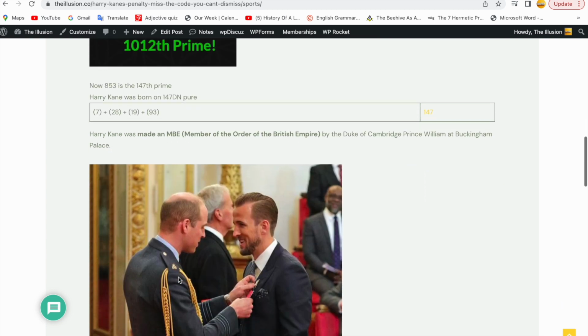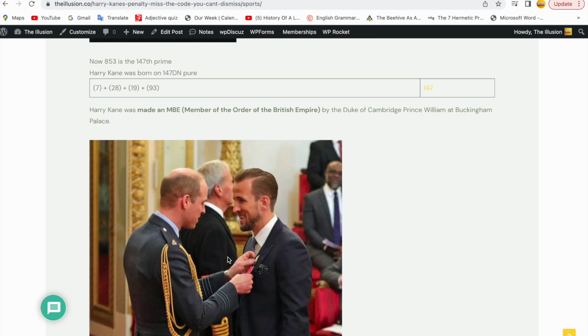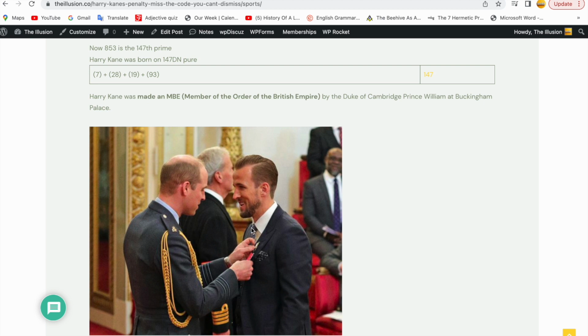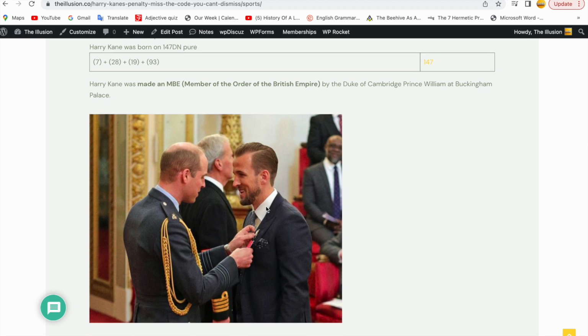Harry Kane was made an MBE, Member of the Order of the British Empire, by the Duke of Cambridge, Prince William, at Buckingham Palace. Look at these Satanists that people worship. It's cringeworthy. They'd rather have a go at me for exposing these people than actually look at these people to see who they truly are, and that's satanic deceivers. Do you think Harry Kane cared that he missed that penalty? No, it was just fulfilling his role. The demon inside of him.